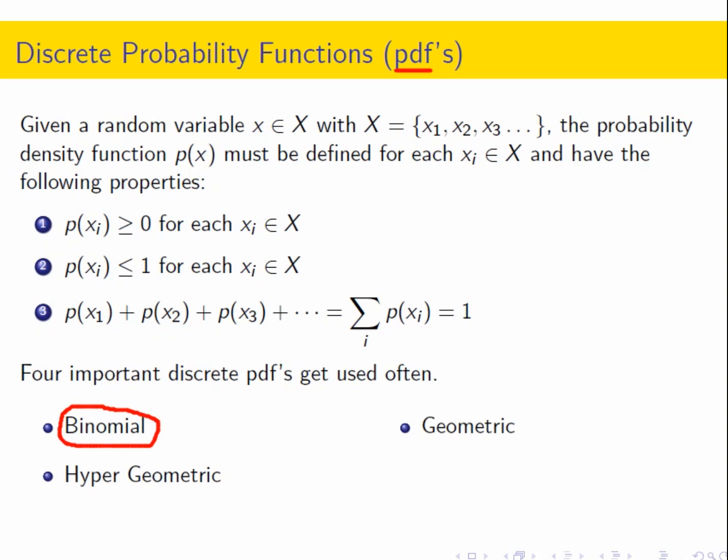We have hypergeometric. Hypergeometric relates to drawing cards from a deck, that type of thing. Geometric pattern: a geometric series is something like 1/2, 1/4, 1/8, 1/16, and so forth, where even though there may be infinite terms, they add up to 1. And then finally, the negative binomial, which is a generalization of the geometric pattern.